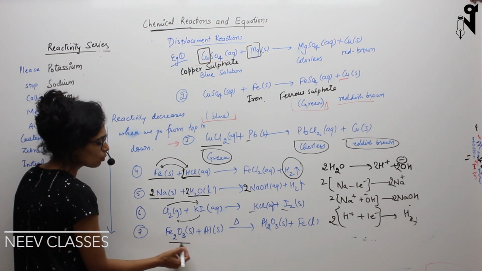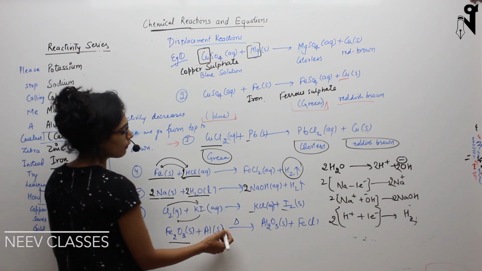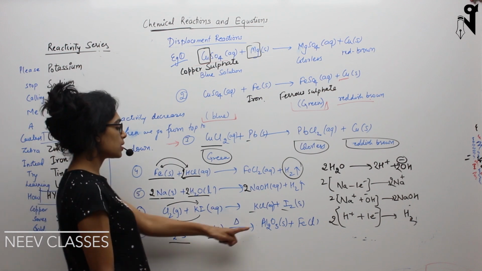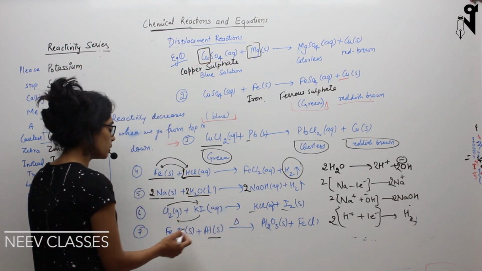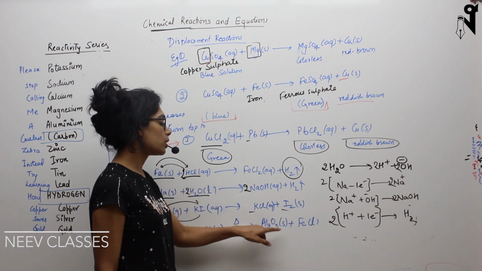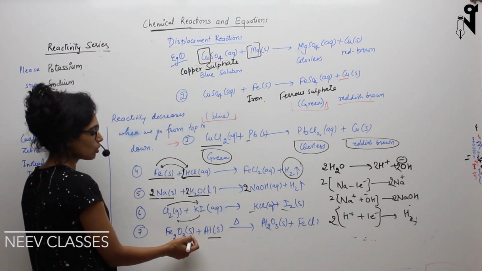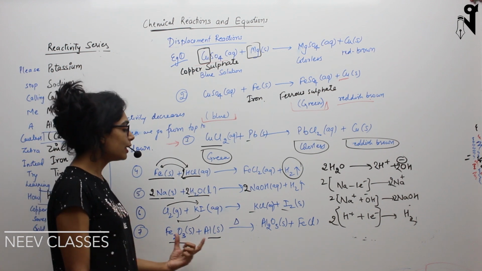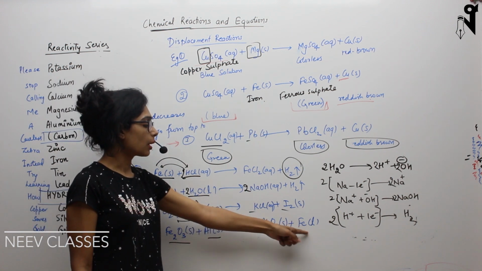In a similar way, I have Fe2O3 and aluminium. When we heat them together, it becomes Al2O3 plus iron. That means aluminium has displaced iron. Iron comes out in the molten form. Al2O3 is solid, Fe2O3 was solid and aluminium was solid. So when we heated them together, iron became liquid.